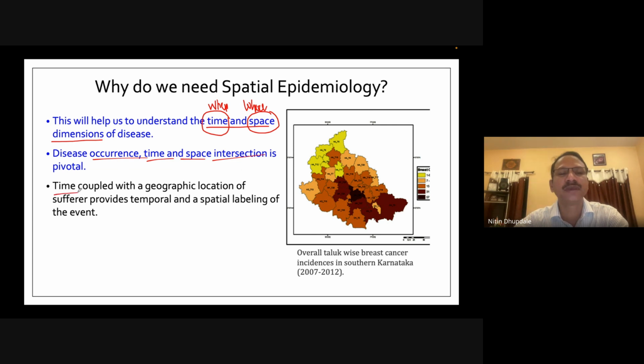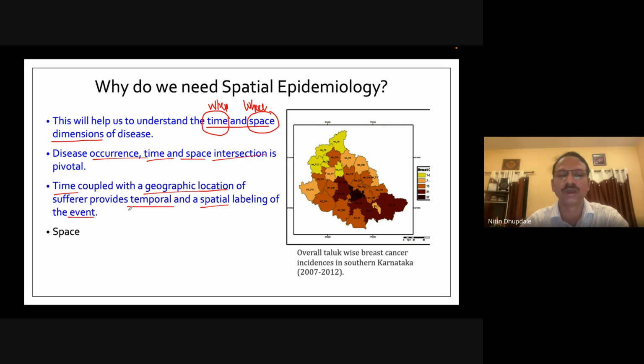So time and geographic location of the patient can provide us information about the temporal, that is the time period, and the spatial labeling of the event. So we can understand when it is happening and where it is happening.